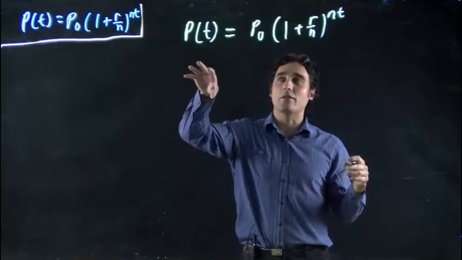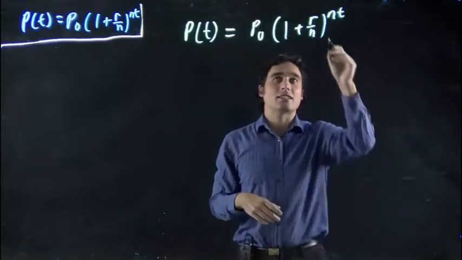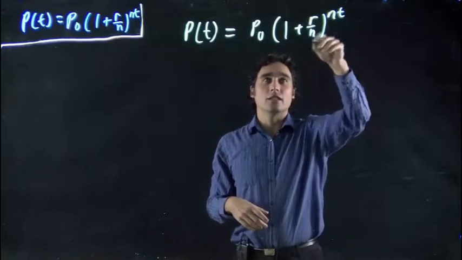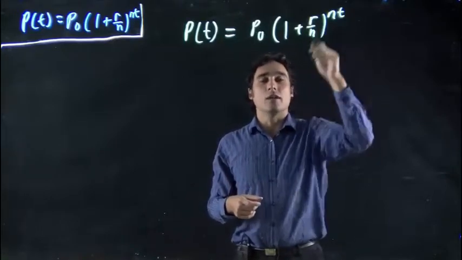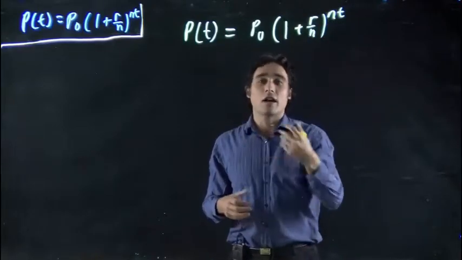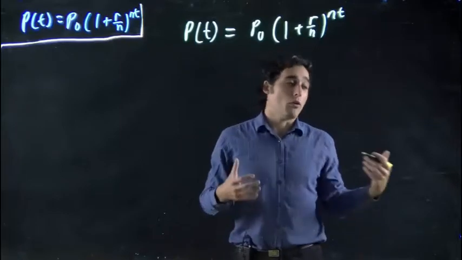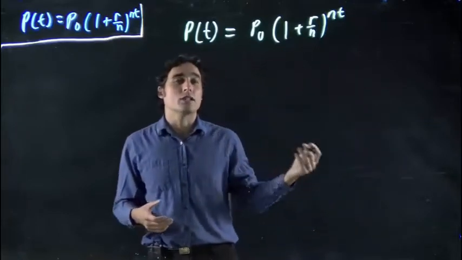So this will let you calculate, if I put in an initial amount of money at some interest rate R, using this formula, if I'm told it's compounded monthly, N is 12, and if I'm going to invest for 3 years, I would plug all those numbers in and be able to figure out how much money I have in 3 years. Or if I was borrowing money, I could do the same thing. Figure out how much I'll owe in 3 years.